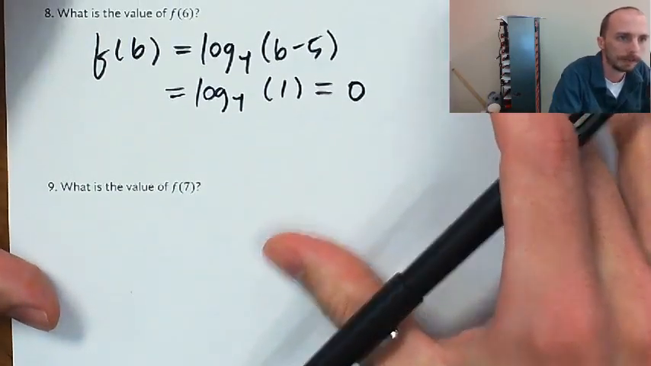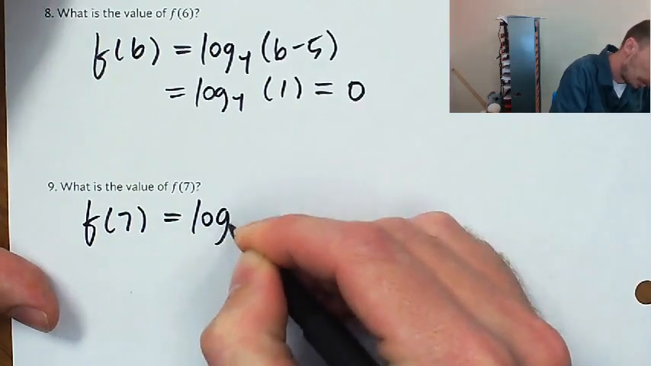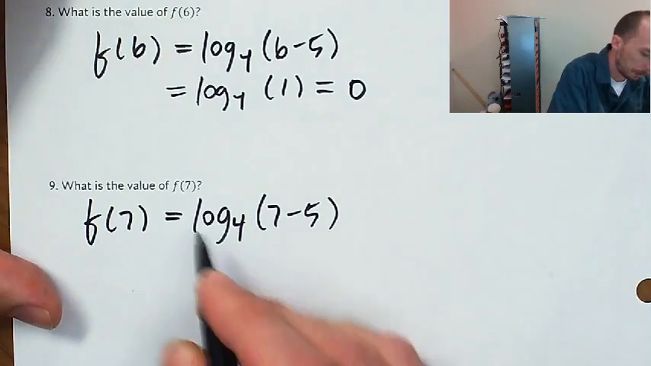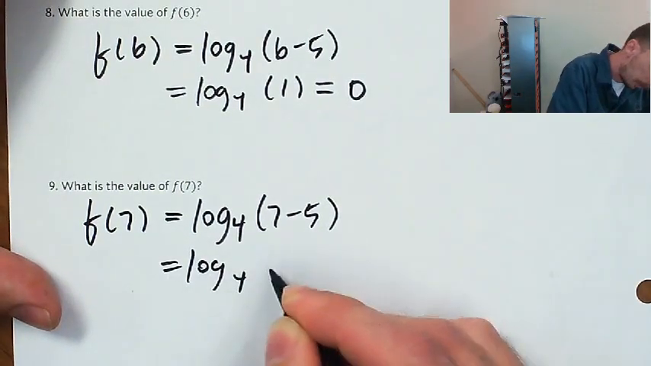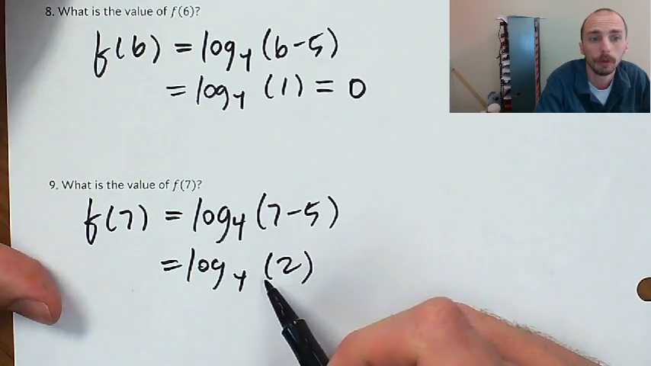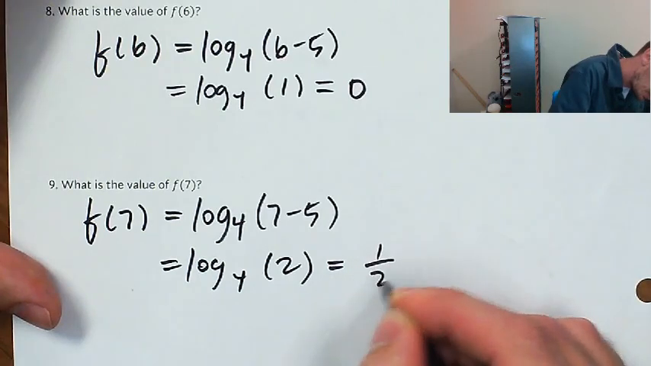Okay. And then f of 7 is going to be the log base 4 of 7 minus 5. And so that's log base 4 of 2. I say, what exponent do I put on 4 to get 2? 2 is the square root of 4, so that'd be the 1/2 exponent.